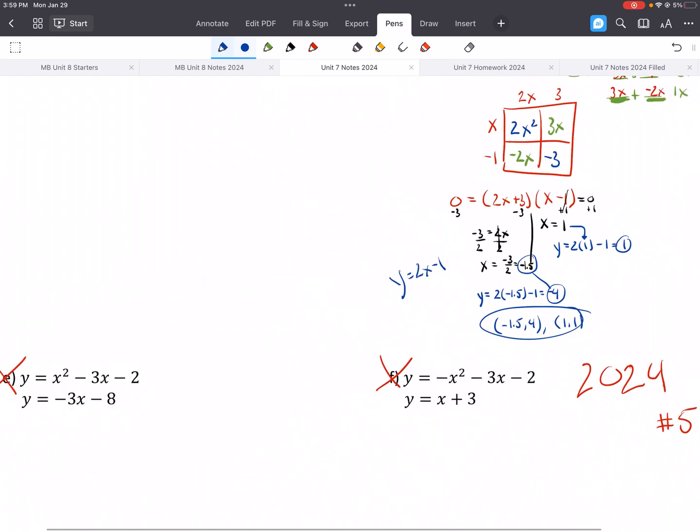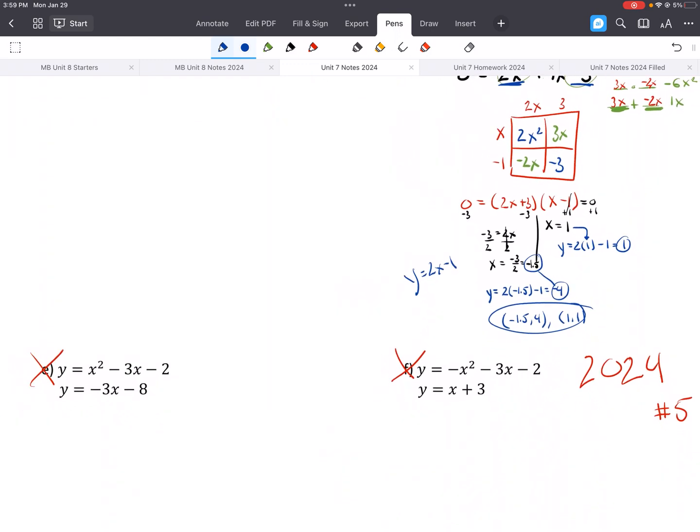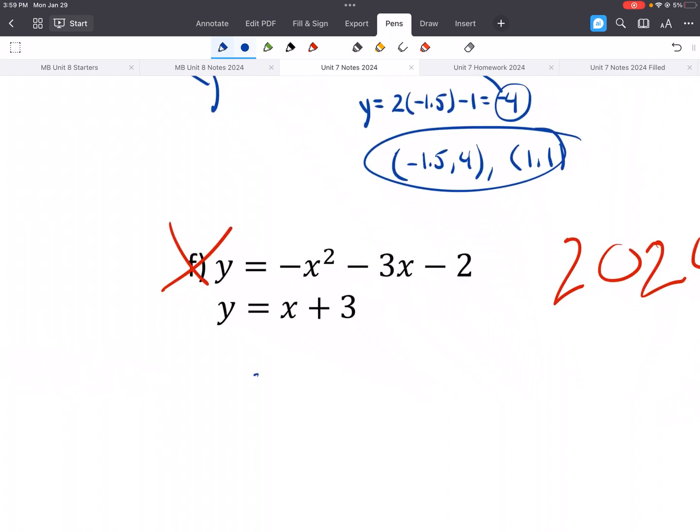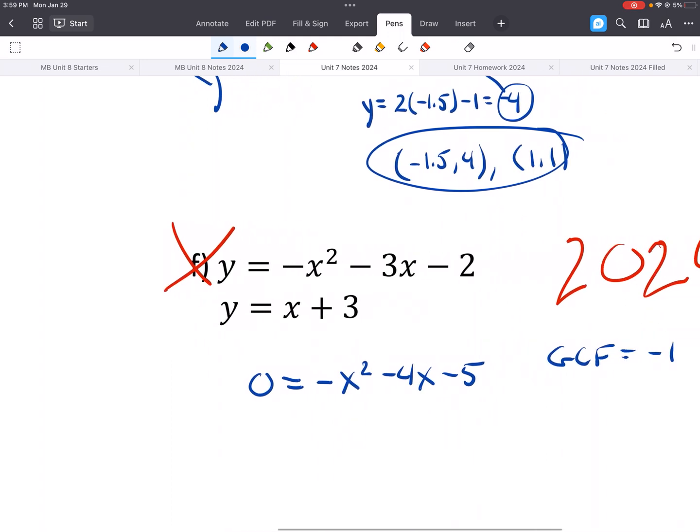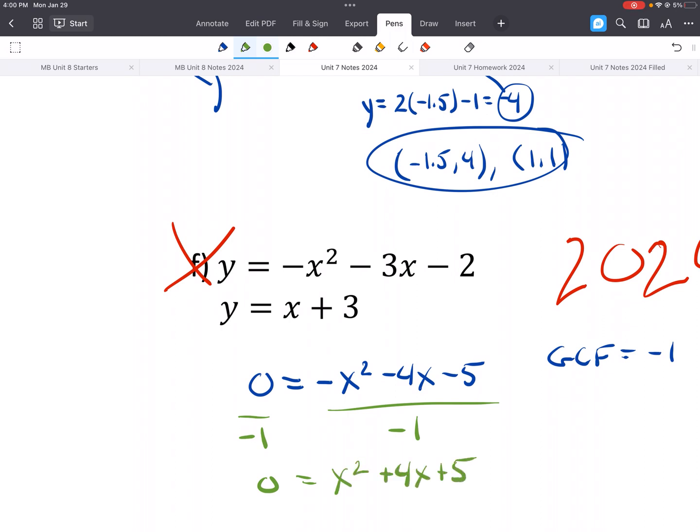Okay, so let's talk about E and F. If you were to put these together, you'd end up getting x equals negative x squared minus 4x and then minus 5. The greatest common factor is a negative 1, so we would want to divide, so that's really important. If you didn't catch that, make sure you take care of that. Again, that will just change all the signs.